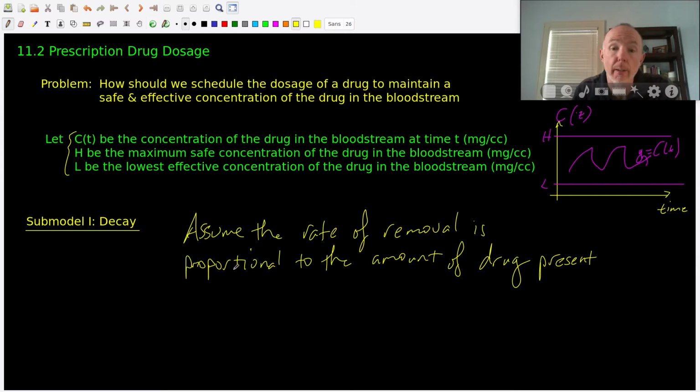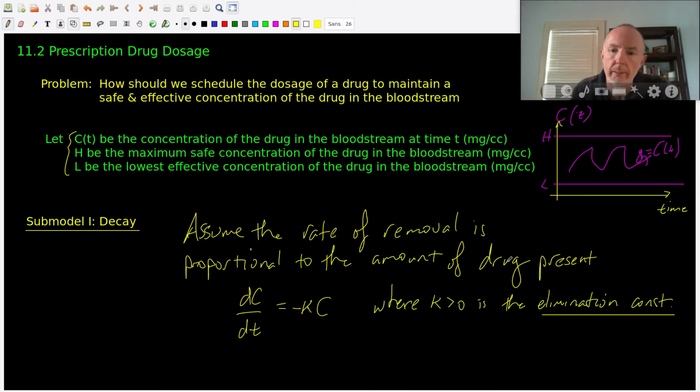So if we assume that the rate of removal is proportional to the amount of drug that's present, we're saying that the rate of change of C, the concentration, is proportional to C. And I'm going to call that proportionality constant k. And just to make sure that it's clear this is a decrease, the drug's being removed, so this is a decay, a negative rate of change, I'm going to put that negative out there. So this constant k is the elimination constant, and k is positive because I've chosen to explicitly put the negative sign right there.